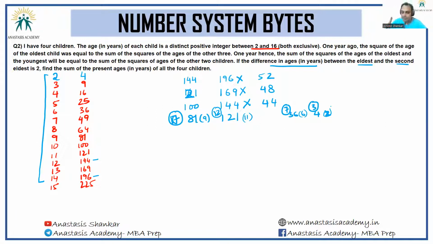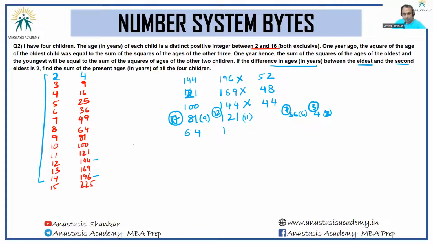We found one acceptable case. This does not mean we found all acceptable cases. We found just one acceptable case. We will continue finding more cases. 81 and 121 is done. Next case to check is 64 and 100.